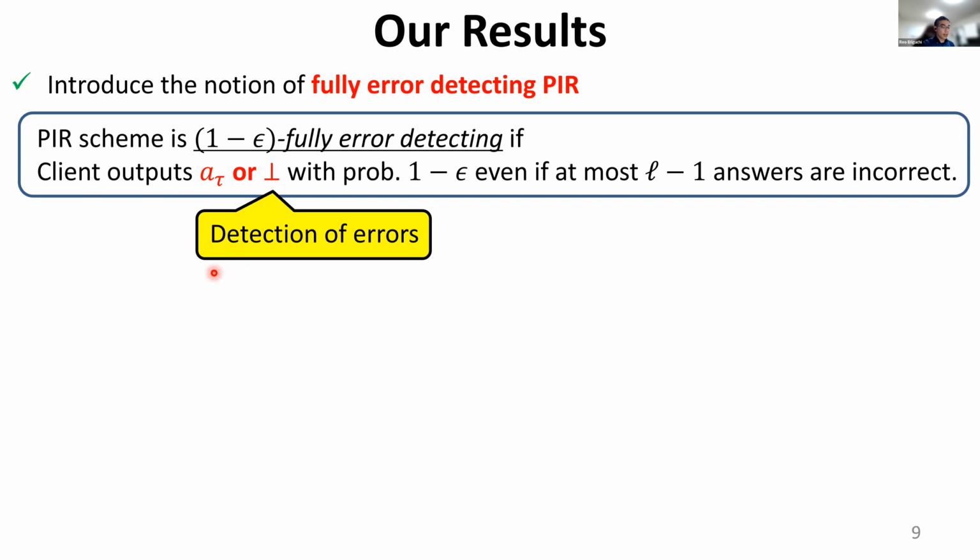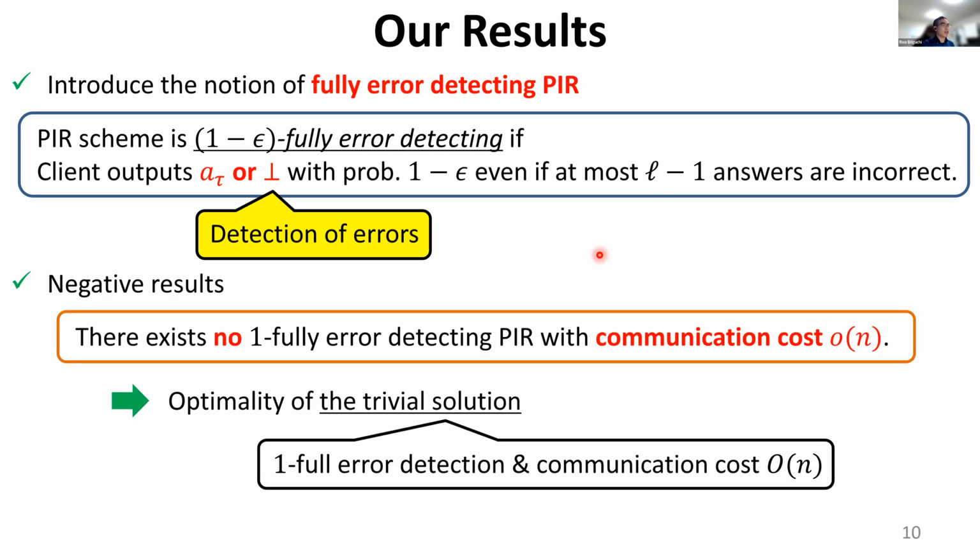So if servers return incorrect answers, then the client no longer obtains a correct value, but she can learn that the answers she received are inconsistent. So in other words, with high probability, she never outputs an incorrect value. So this is a weaker security notion than error correction and list decoding, but it can be achieved even if the number of errors is the maximum. So next, we show our first technical result, which is a negative one.